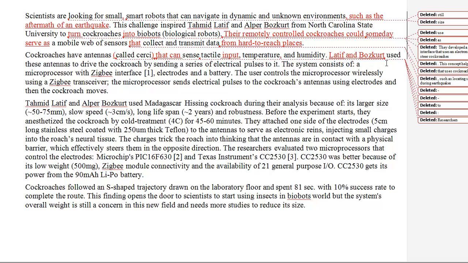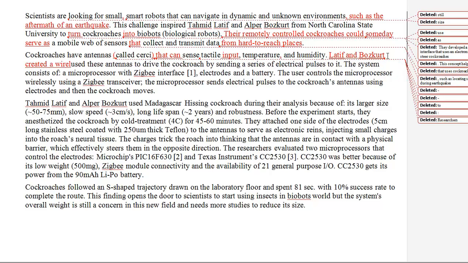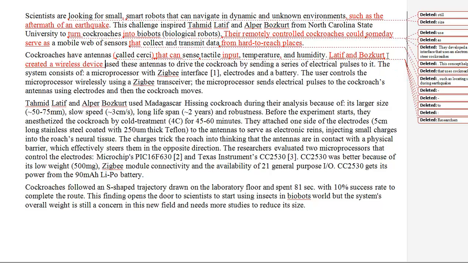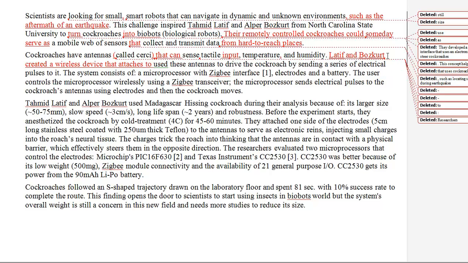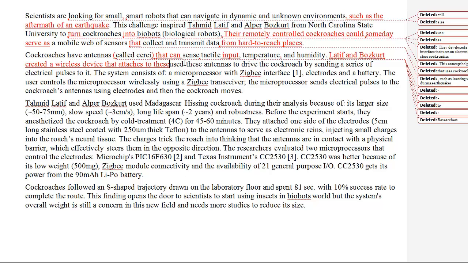And then we get use these antennas to drive the cockroaches by sending a series of electrical pulses to it. So I thought here it would be a good place to put in created, the fact that they developed a device. So created a wireless device. So let's just say up front what they did, the bulk of what they did, the gist of it is they created a wireless device that attaches to these antennas. So let's get that concept early on too, so it's easy for the reader to picture what's going on.